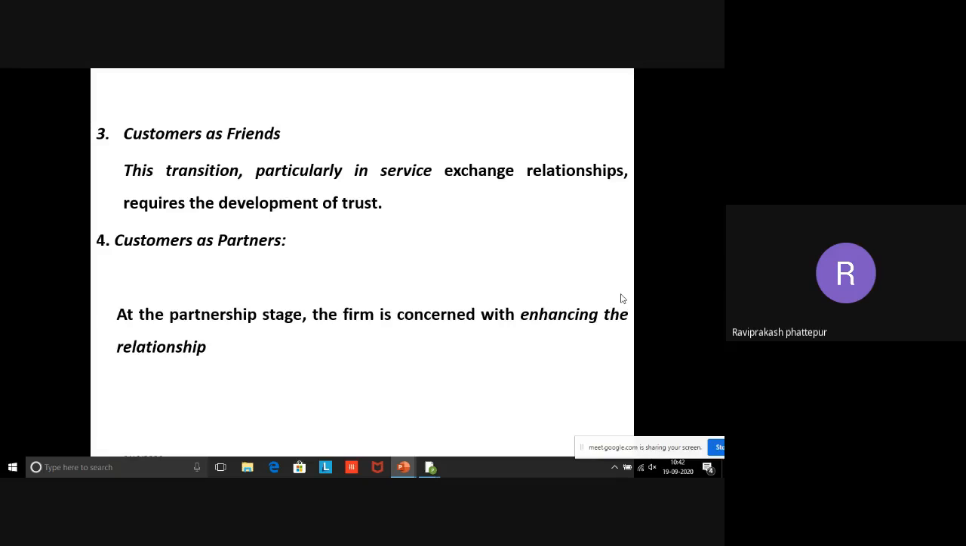The last one is customers as partners. We are in four different levels, and we have come to the fourth one, customers as partners. As a customer continues to interact with the firm, the level of trust often deepens, supported by customized product offerings and interactions. So as a customer continuously interacts with the firm, the trust increases.